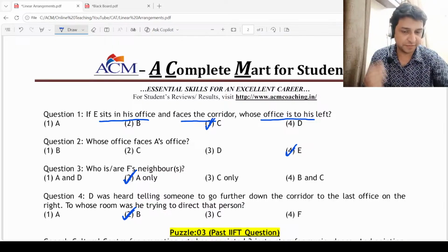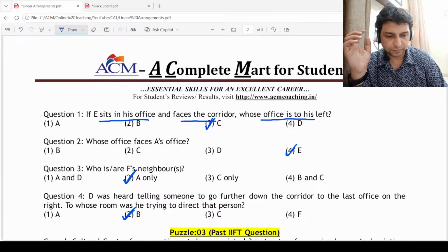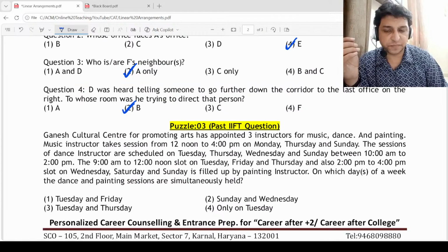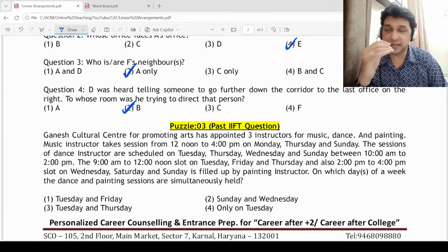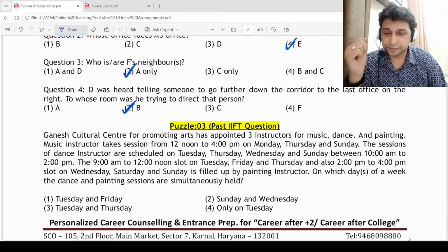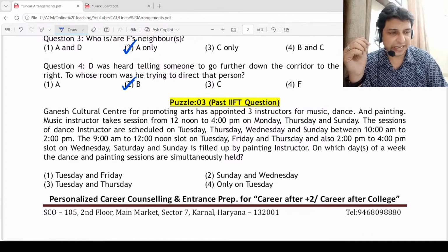Let's go to the next question. The puzzle number 3, I believe. That is from the IFT. Now, you must be aware that IFT does not conduct its own exam. They take the CAT score now. So let's see. Example number 3, puzzle number 3 from past IFT.